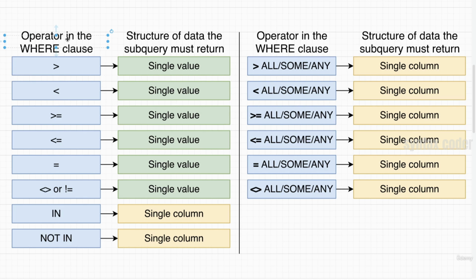So on the left-hand column on both sides, if you use the shown operator or the provided operator inside the where clause, that means that your subquery that is also inside the where clause must return this structure of data. So in other words, if we use a greater than operator inside of where, our subquery must return a single value. If we make use of the in operator, then our subquery must return a single column. If we make use of equal, we must do a single value, and so on.